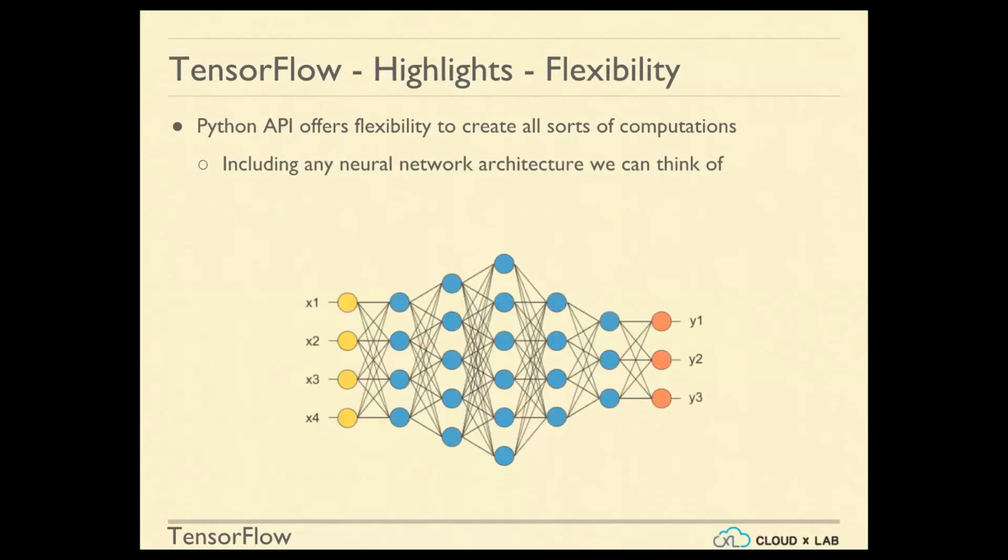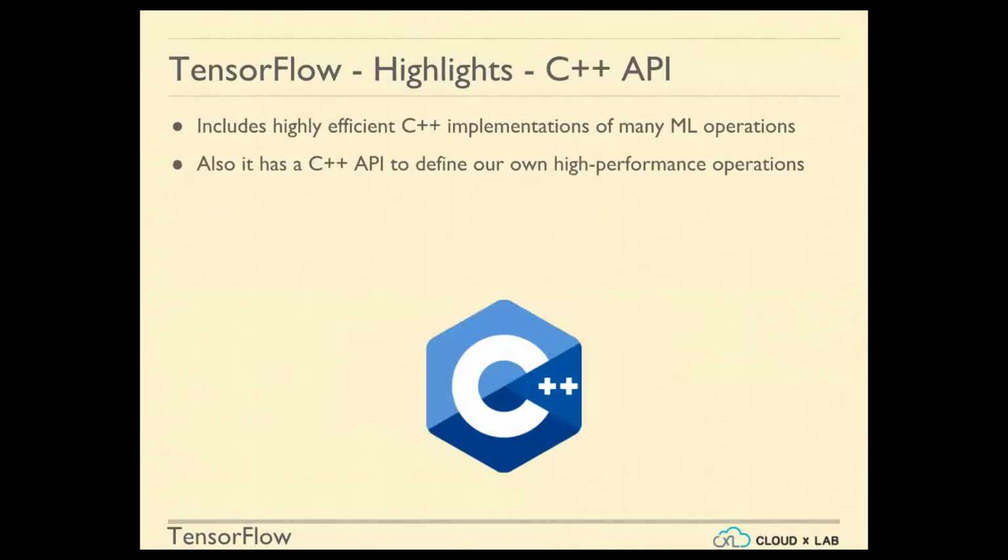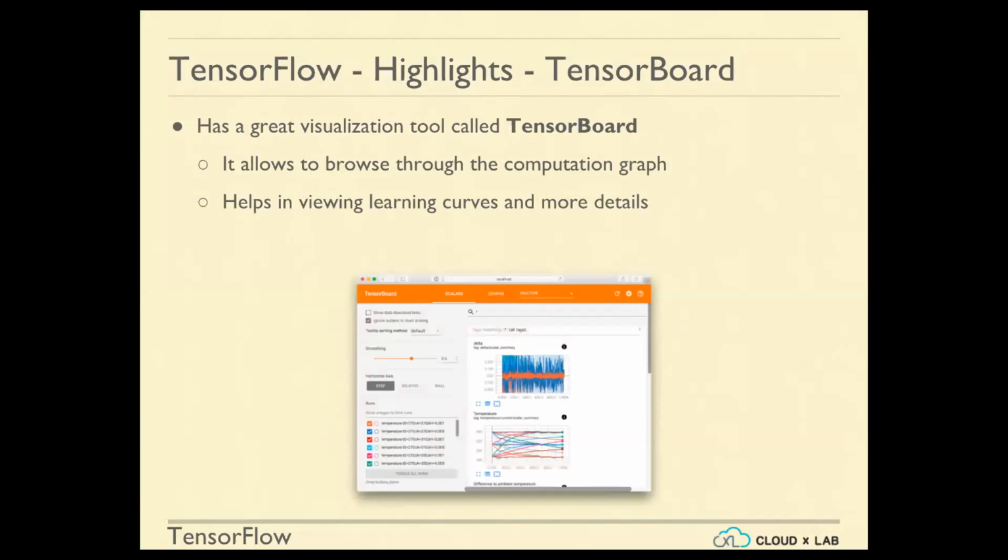The Python API offers a lot of flexibility to create all kinds of computations, including any neural network architecture. TensorFlow also has a C++ API which you can use. TensorBoard is something we are going to talk about. It is a way of visualizing your computation, like how your graph looks, how much CPU is being consumed in what areas of code, and so on. So it is quite helpful, and we will try to give a demo of this part.